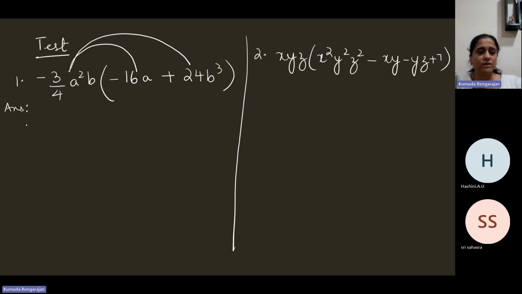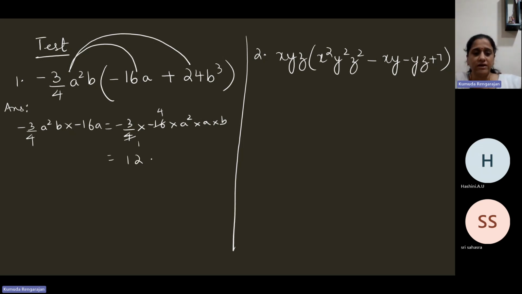Okay, so you need to multiply minus 3 by 4 a squared b with minus 16a. How do you multiply? Multiply the numbers. Then a squared into a into b. So let's simplify this first. 4 ones are 4, 4 fours are 16. So minus into minus plus, 3 fours are 12. And then here a, 2 plus 1, because here it's 2 and here it's 1. 2 plus 1, 3. And b.